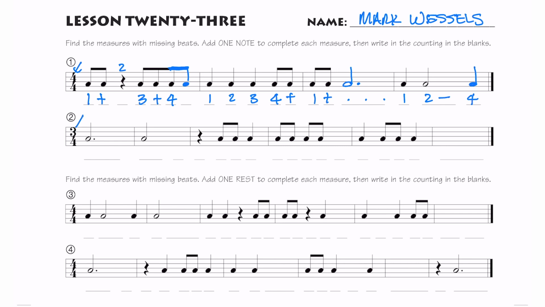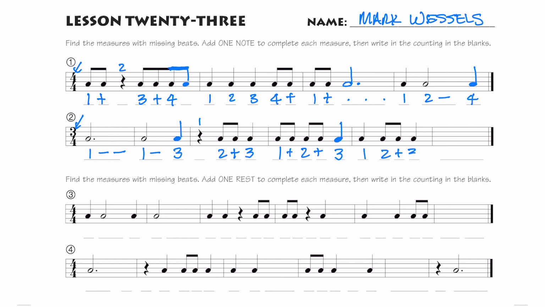All right, number 2, remember to check your time signature. I'm in 3/4 time. So the first measure, 1, 2, 3, is 3 counts. Next measure, 1, 2. So I'm missing count 3, but only 1 count. A quarter note gets 1 count. Next measure, 1, 2, and 3. Am I missing anything? Doesn't look like it. Next measure, 1 and 2, and. I'm missing 3. Only 1 count, so I'm going to draw my quarter note.